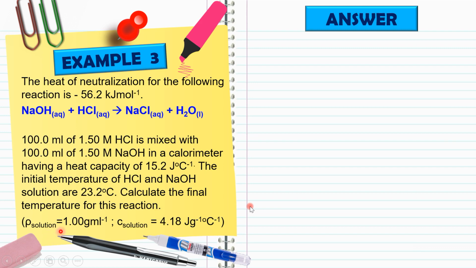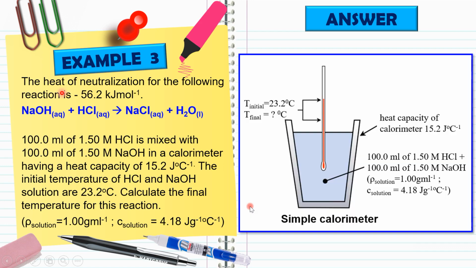Given to you the density of solution, 1 gram per ml, and also the specific heat capacity of the solution, 4.18 joule per gram per degree Celsius. Because it involves neutralization, usually we will use a simple calorimeter. Our target is to calculate the final temperature, T final. T initial is already given, and also given are the heat capacity of the calorimeter, the volume and concentration of the acid and base, the density of the solution, and the specific heat capacity of the solution.